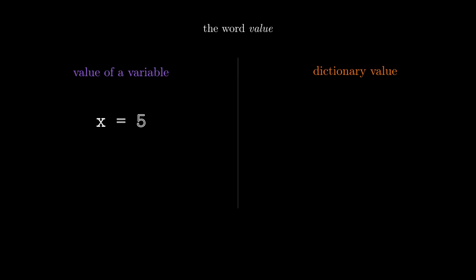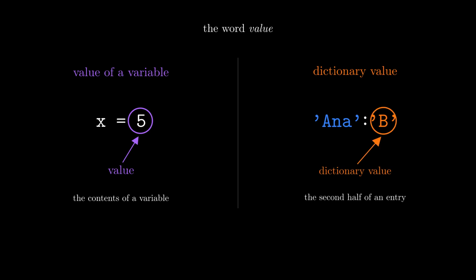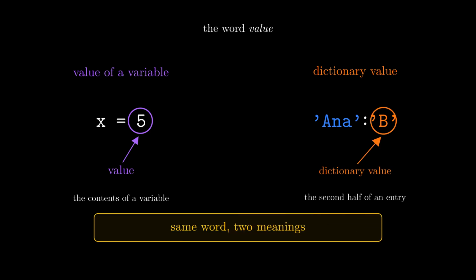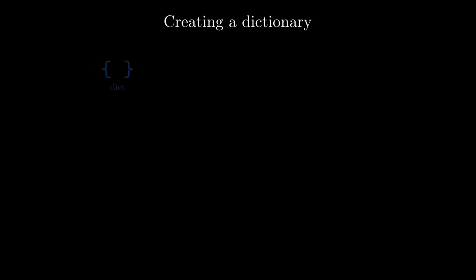One word of caution before we build one, because the vocabulary trips people up. We've been using the word value to mean the contents of a variable, as in the variable x holds the value 5, but value is also the name for the second half of a dictionary entry. To keep the two ideas from colliding, whenever we mean the second half of an entry, we'll call it the dictionary value. So how do we build one?